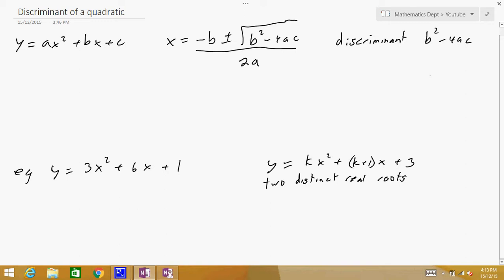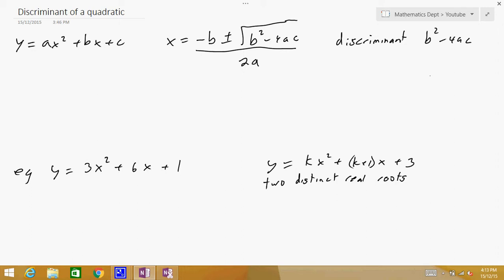Now we've already looked at y equals ax squared plus bx plus c when we're in standard form, that we could solve this quadratic by using the quadratic formula. And your quadratic formula is x is equal to negative b plus or minus the square root of b squared minus 4ac, divided by 2a. Well, the discriminant is the part under the square root.